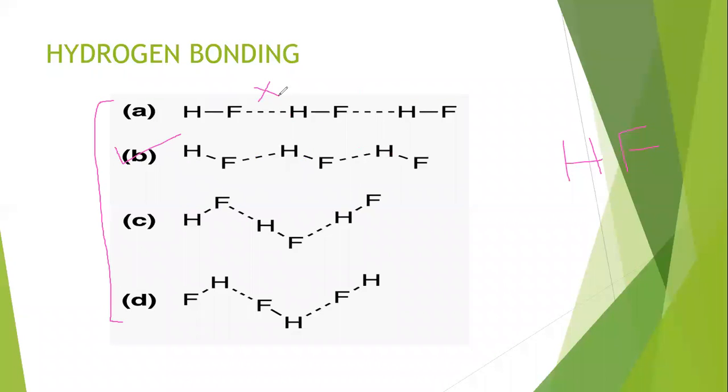This is wrong because they do not make a straight chain. This is also wrong because here you can see this fluorine atom is not at the upper side, this is on the lower side. And this is also wrong because the first atom will be partial positive and the second one will be partial negative. But here you can see partial negative comes first and partial negative is second. So the correct representation of HF molecules is B.